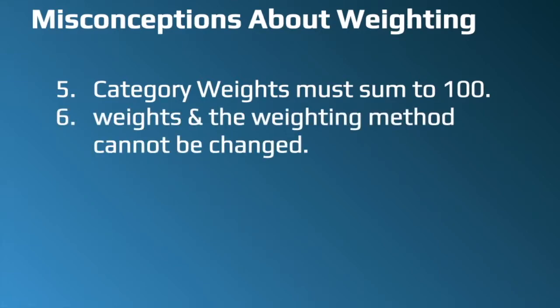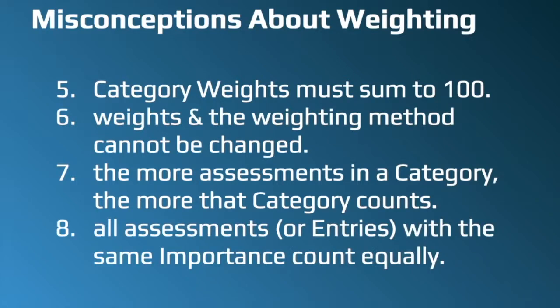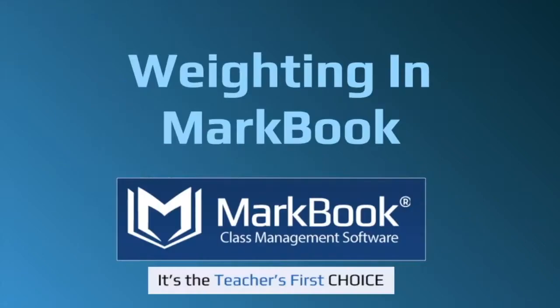Or weights and the weighting method cannot be changed. We've already seen examples of that. Or the more assessments in a category, the more that category counts. No, you've already set the boundary. And lastly, all assessments or entries with the same importance count equally. Again, we've seen how that works.